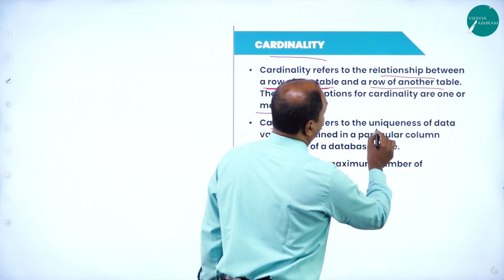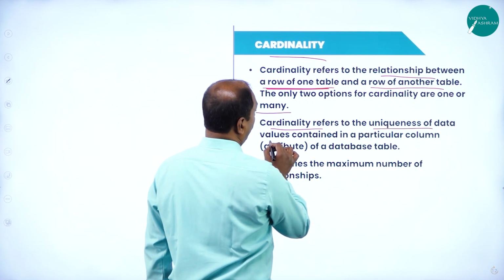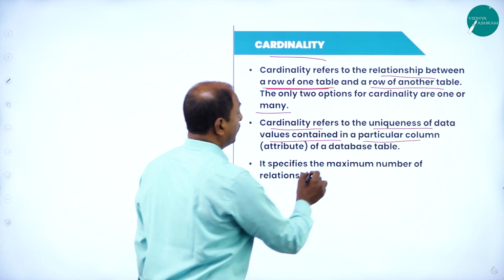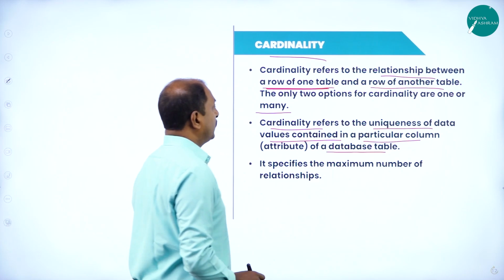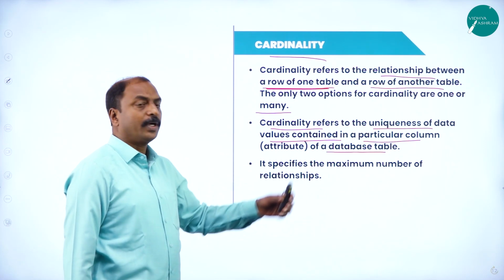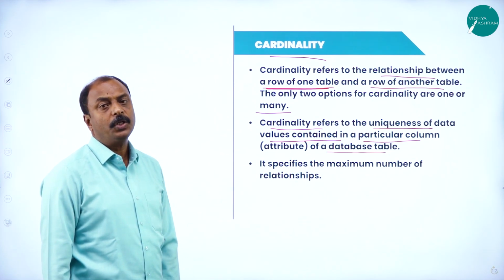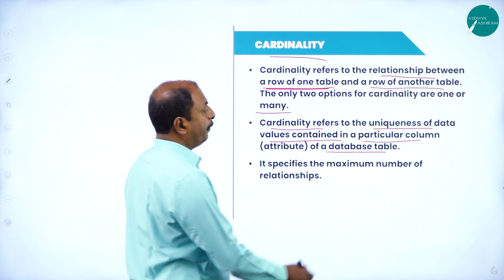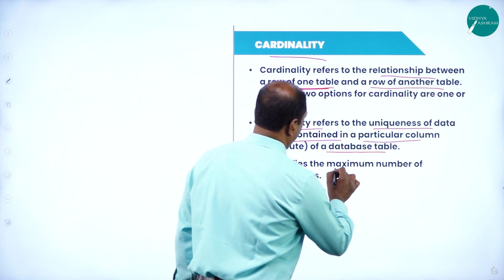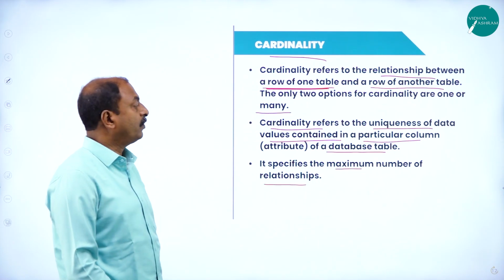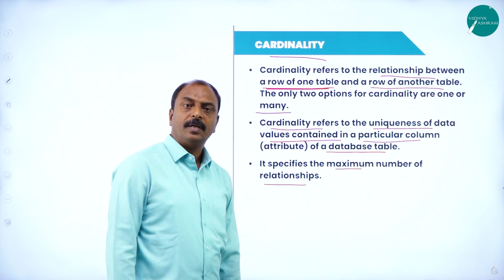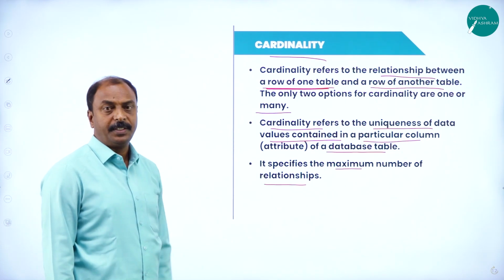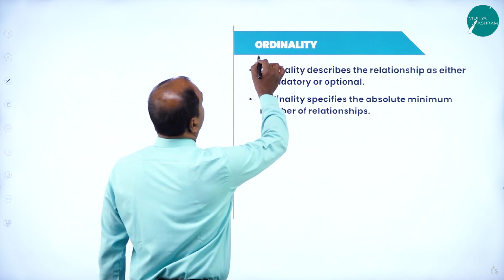Cardinality refers to the uniqueness of data values contained in a particular column of a database table. So here we are identifying this through one particular field or one unique field. This is cardinality. It specifies the maximum number of relationships. It is possible to have more than one relationship between more than one table. That is cardinality.